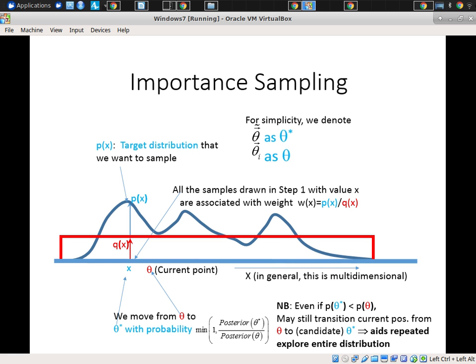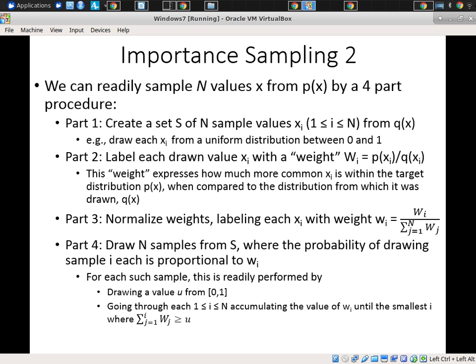Anyway, the point is that each has a weight, and then we draw. In a second step, we draw from the weighted samples with a chance of drawing. So we have all these 10,000, say 100,000 samples, each of them weighted. And we don't draw them with equal likelihood. We draw them with a likelihood proportional to their weight. So those that have twice the weight are twice as likely to be drawn. And it turns out that's super easy to do.